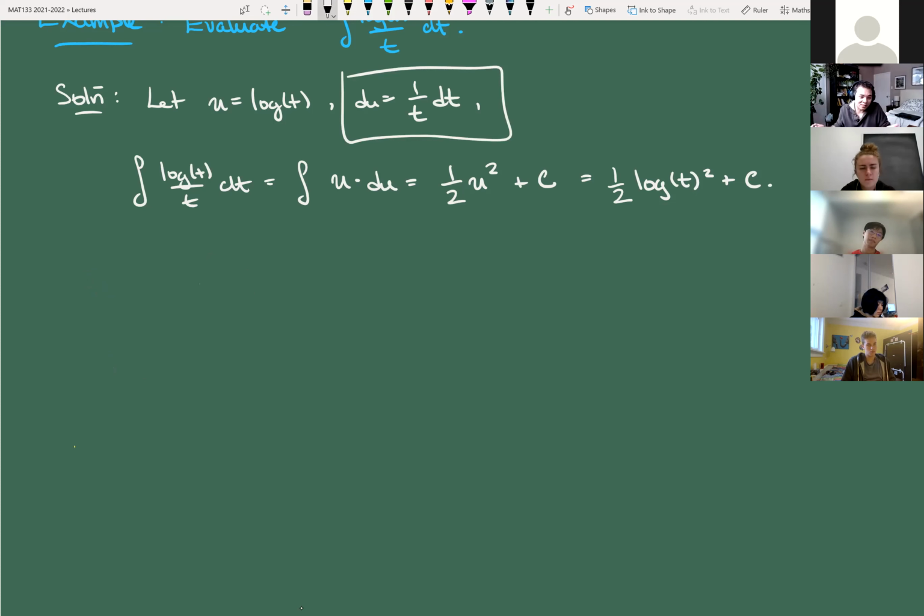But we do it because who cares? Can we use the integral of log t d log t? I'm going to say no. This is physics stuff. We're not going to, right?